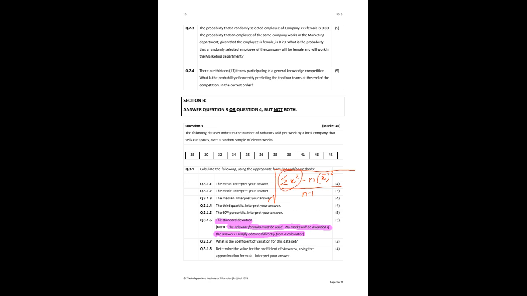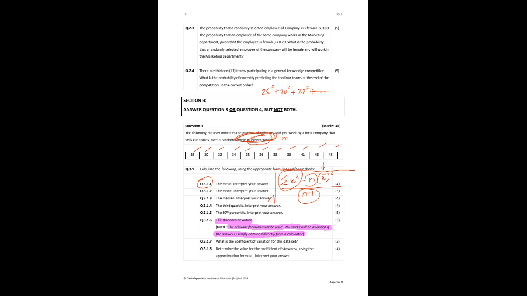So this sum of x squared, this is where you take each of the values here and square it and then sum it up. So basically 25 squared plus 30 squared plus 32 squared and so on. That's your sum of x squared. Then it's minus n times the mean squared. The mean is already calculated in question 1. And then n minus 1 in your denominator, where n we said was 11, minus the 1. And then it's the square root of that whole fraction. So that's your standard deviation.